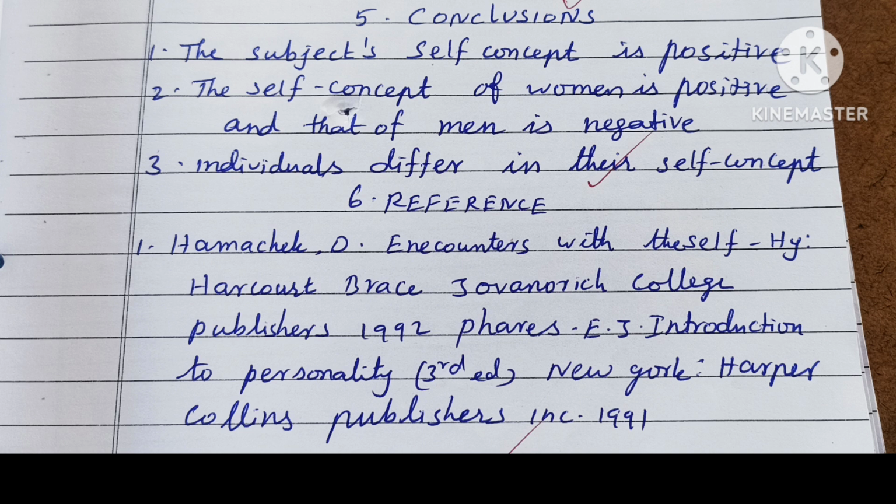In other experiments, it is 4. For self-concept, only 3 is given. And the reference is also given. We have to write what is given in the practical book.